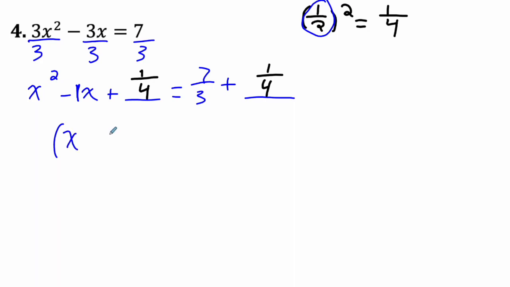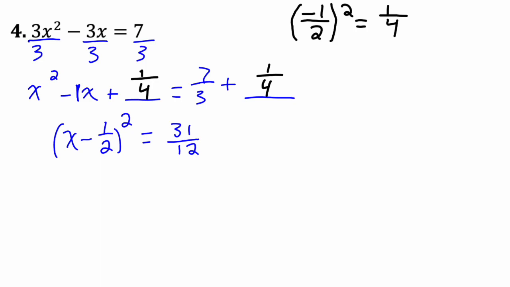So x, leave a space, squared. Actually, let me come back up here because this part right here, we still end up with a 1/4. That's okay. But this part up here should have been a negative 1 divided by 2. Okay, we still end up with a 1/4, but down in here, this should be a minus 1/2. Equals, let's see, 7 over 3 plus 1 over 4. Plug that in. You should end up with 31 over 12. Okay, 31 over 12.